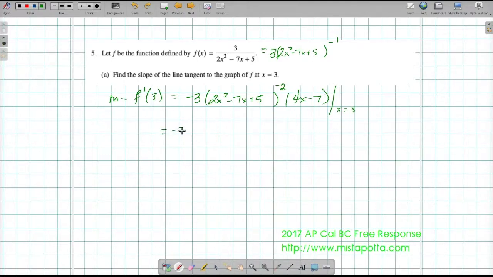So I end up with negative 3 times 4 times 3 minus 7 all over 2 times 3 squared minus 7 times 3 plus 5. And of course, this is a beautiful answer. I don't need to worry about trying to simplify this. It's probably not going to be very helpful for me to simplify this.